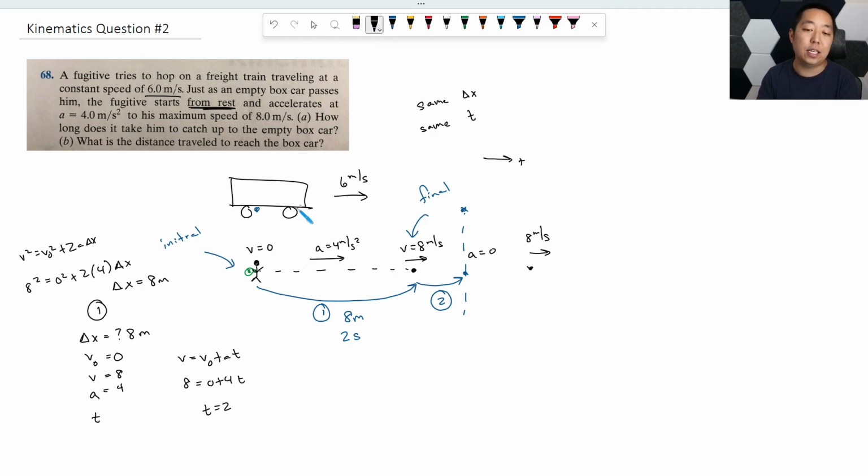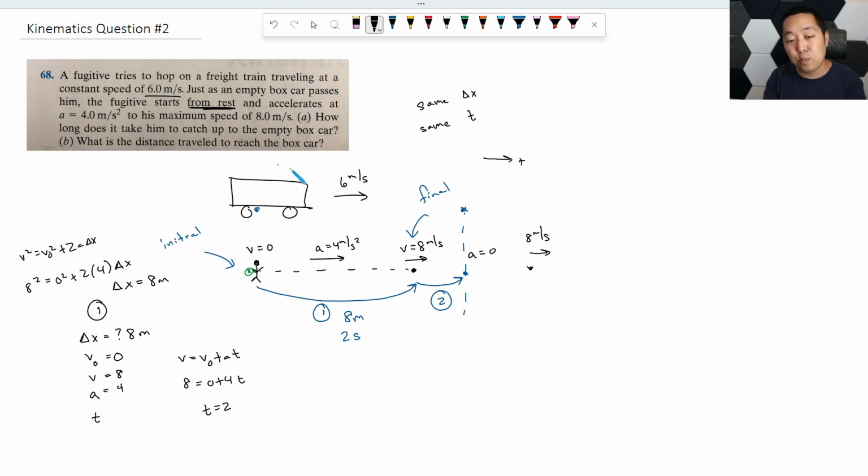In 2 seconds, this guy is going 6 meters per second. His velocity is not changing. He's doing 6 meters per second for 2 seconds, like a middle school problem, right? He's traveled 12 meters during this time. So in the same amount of time, he's traveled 12 meters. So therefore, during this time we've accelerated this 8 meters, we have not caught up to the freight car.